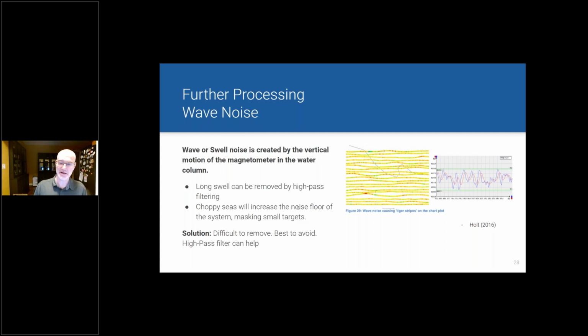So it just looks like random noise in the data set, and it effectively increases your minimum detectable anomaly to bigger than the wave period. There's no easy way to get the short period chop out, and it's very difficult to remove. So it's best to avoid these. If you're in a situation where you have choppy weather, it's really a good idea just to avoid it.